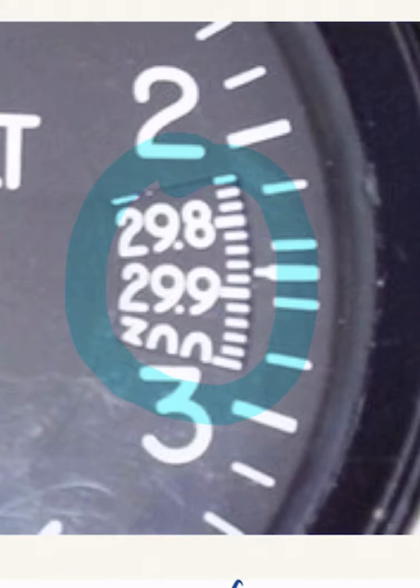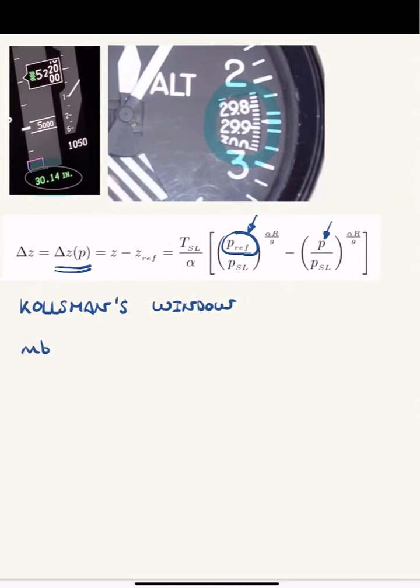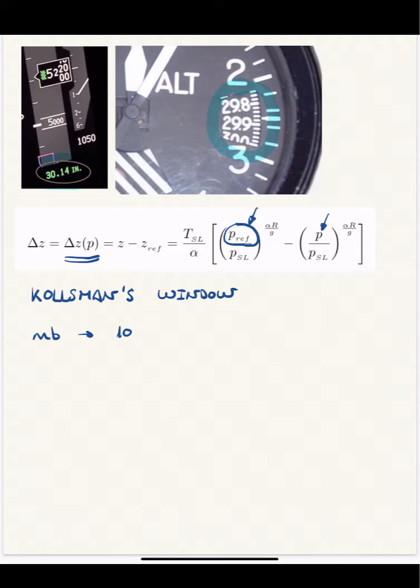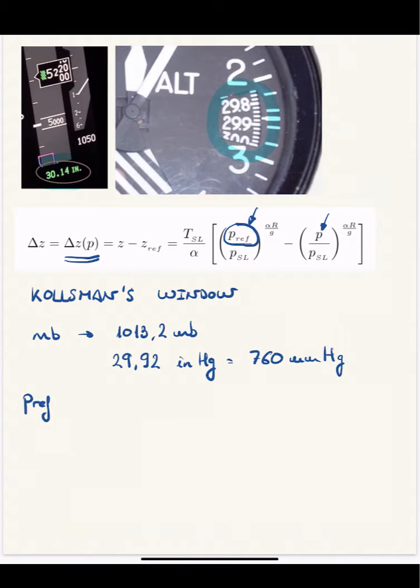Be aware that normally we use millibar units, being the standard atmosphere 1013.2 millibars, but Americans use inches of mercury, and in those units it is 29.92 inches of mercury, the standard value, which is equal to 760 millimeters of mercury in a column. We're going to see now which are the three most typical reference pressures.